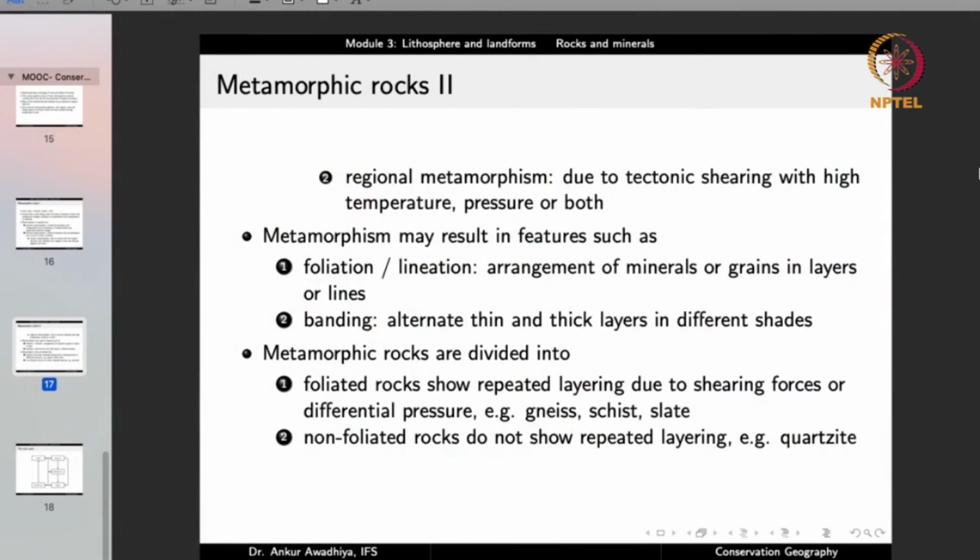Typically, metamorphism results in features such as foliation or lineation, which is arrangement of minerals or grains in layers or lines, or banding patterns, which is alternate thick and thin layers in different shades. What is happening is that because of the shear stress, the minerals are getting arranged in bands, and because of that it looks like a structure having a number of layers.